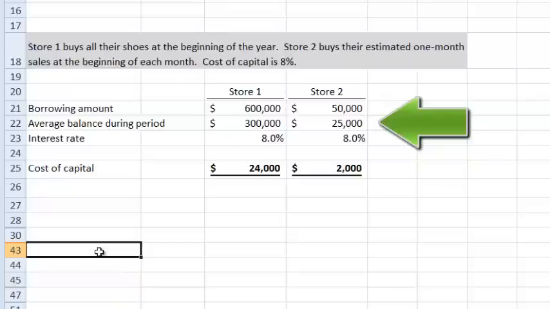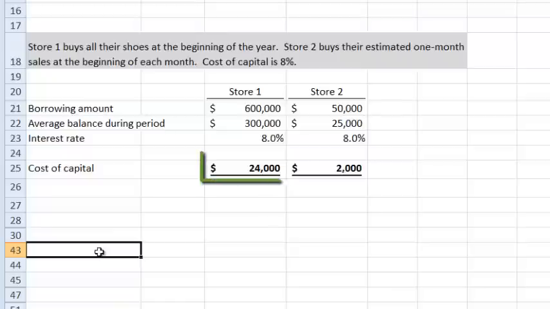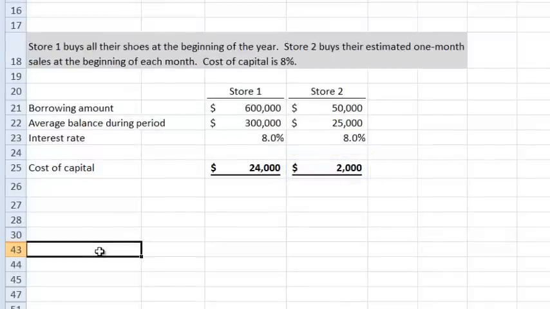Store 2 starts at the beginning of a month with $50,000 owed, and they pay that down gradually to the end of the month to zero, and then they borrow another 50, pay that down gradually, and then they borrow another 50, and so on. So store 2 is going to carry an average balance of $25,000 in debt. Well, let's calculate that at the 8%, and we see our cost of capital is $24,000 for store 1, $2,000 for store 2. So store 1 is bearing a much higher interest cost than store 2 is.